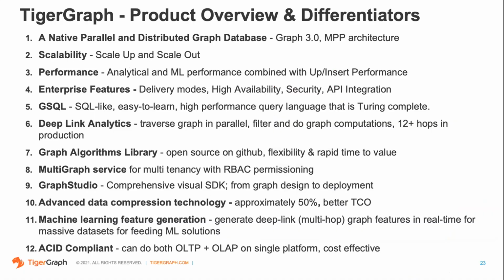Now, before we get into the demo, a couple of things I want to make sure that we touch on so you understand TigerGraph with our product overview. We are a native parallel and distributed graph database with an MPP, massively parallel processing architecture. The scalability, we have the ability to not only scale up, but we can scale out, adding nodes to your cluster to allow you to add additional data, going from gigabytes to terabytes to petabytes of data. We can scale with you as you need to.